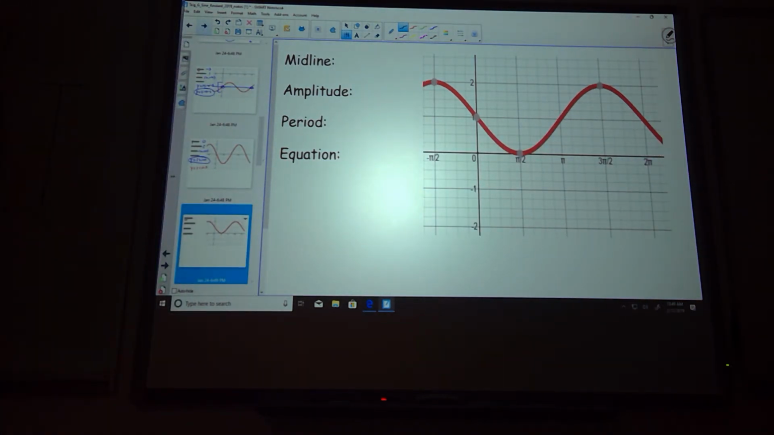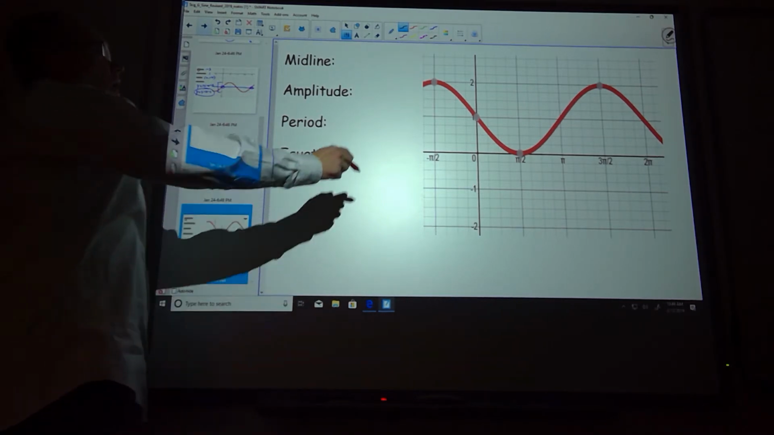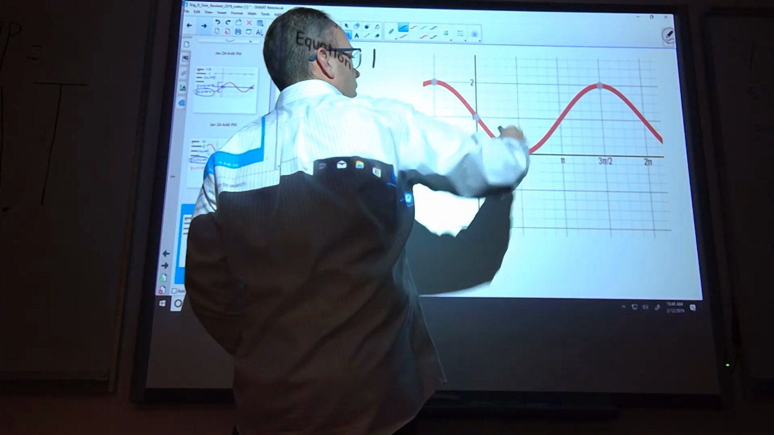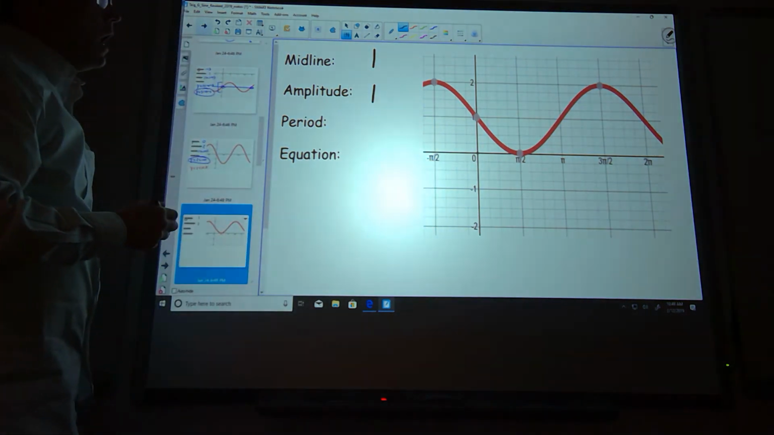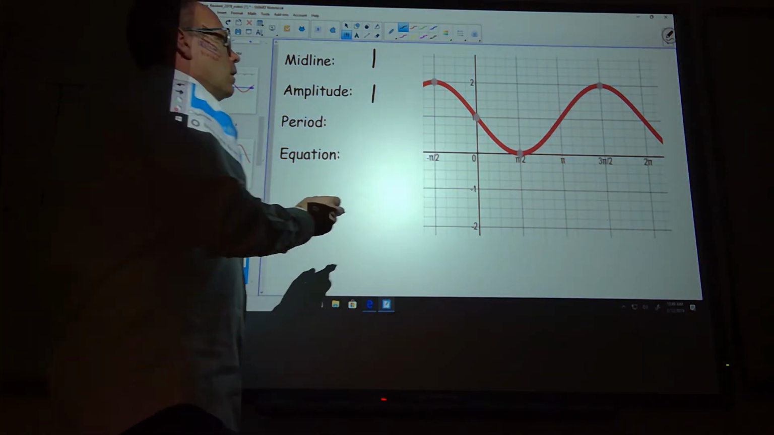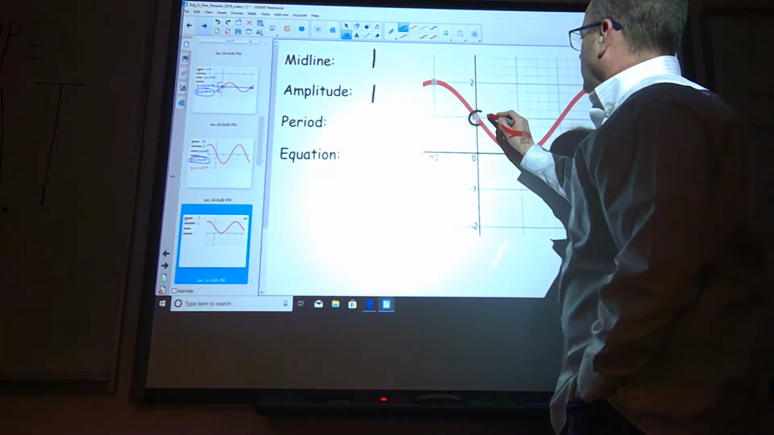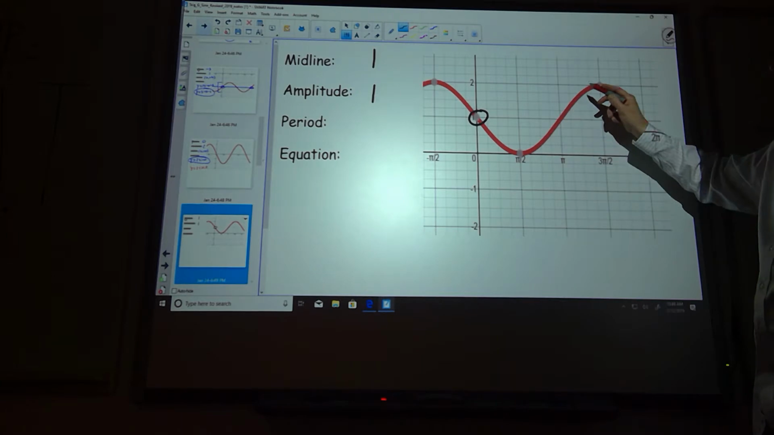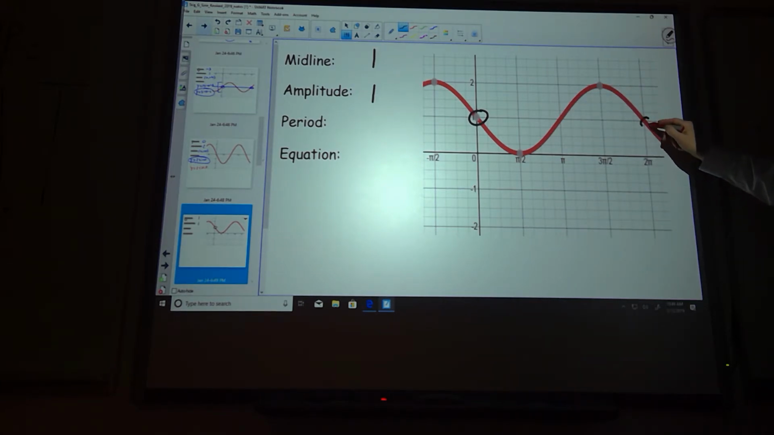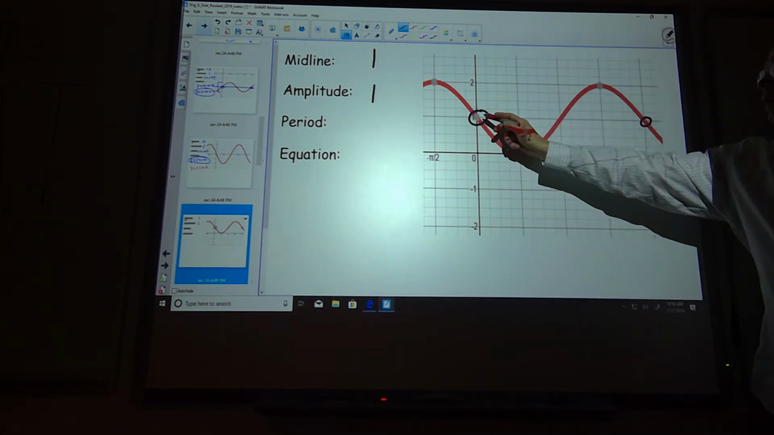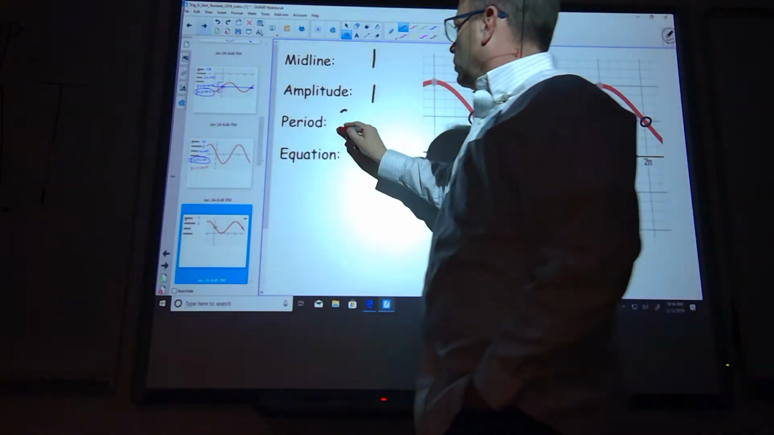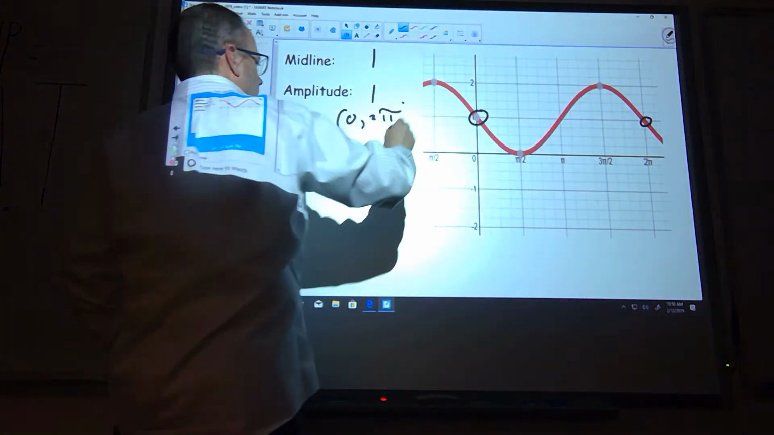Midline. 1. How high above and below the midline am I going? 1. So from there to there's 1, from there to there's 1. Okay, so this is going down, but then it starts repeating here. So it appears my period is still, if I'm going down and then going down, repeating every 2 pi. So from 0 to 2 pi is where my period's going to be.